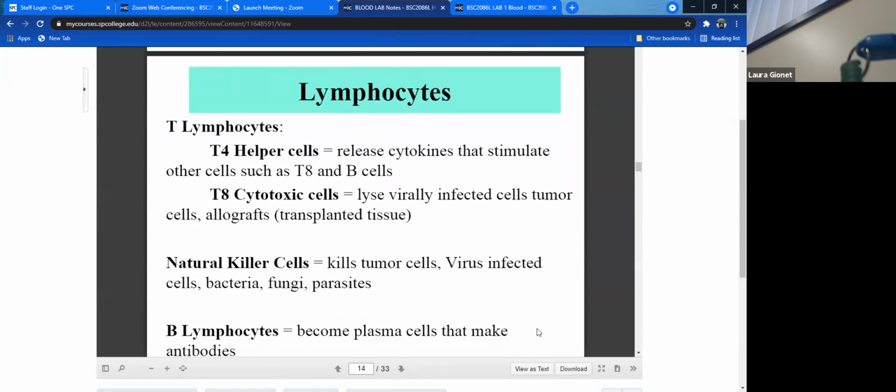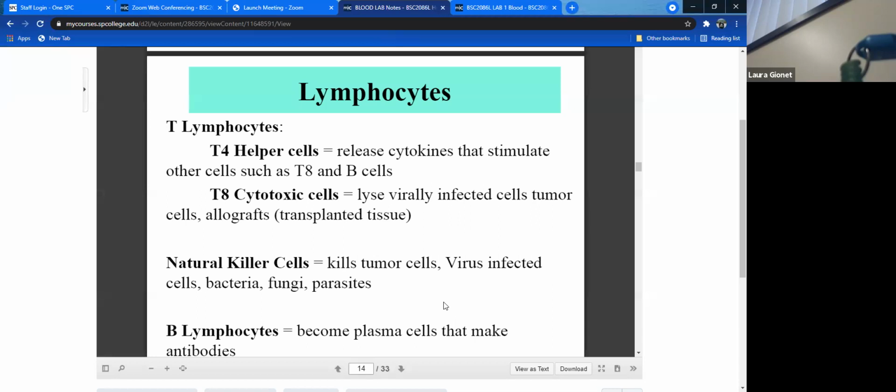Here, we're just going to elaborate a little bit. With the T lymphocytes, we have T4 helper cells that release the cytokines. The T8 cells lyse virally infected cells and tumor cells and transplanted tissues. Natural killer cells kill tumor cells, virally infected cells, I should say, and some bacteria, fungi, and parasites, but mostly they're very, very active with cancer cells or tumor cells. It's thought that they probably are active every 6 months, that a natural killer cell is probably eradicating some kind of cancer cell in your body.